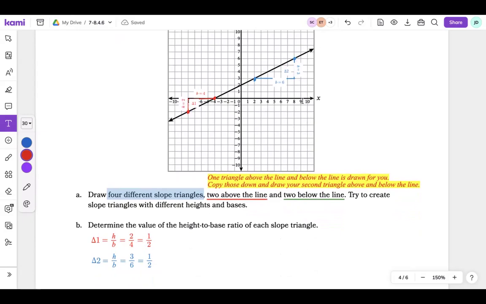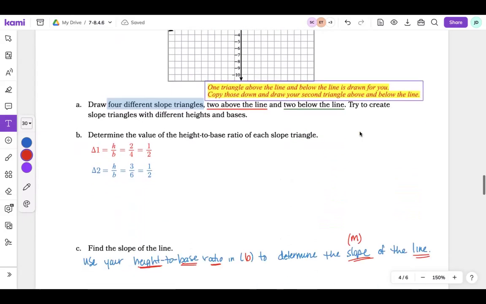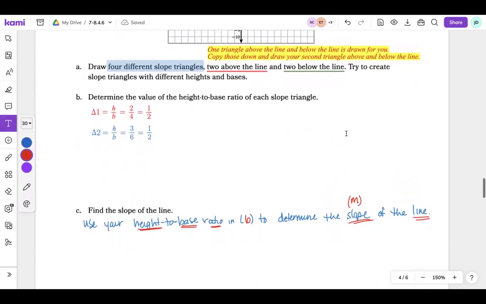And our blue triangle below the line here has a height of 3 and a base of 6. 3 over 6 equals 1/2. For the 2 triangles you've drawn, determine the slope. And then, based on what we did in B, our height to base ratio, determine the slope of the line. What you should find is that all 4 of your triangles have the same slope, the same height to base ratio, and that is your slope.